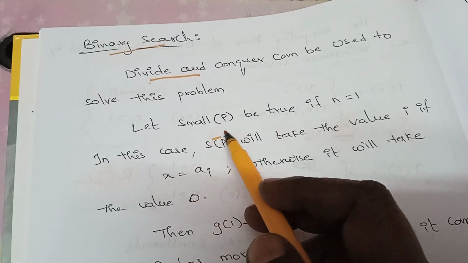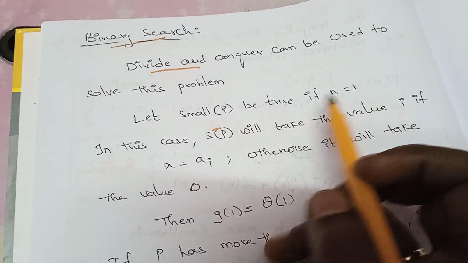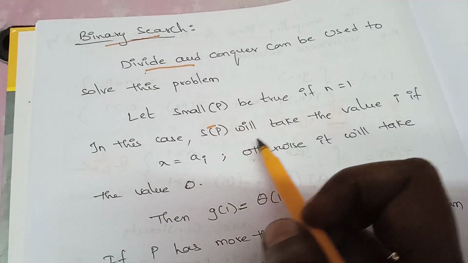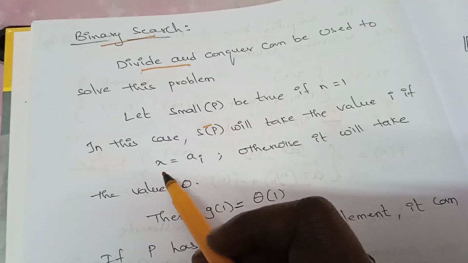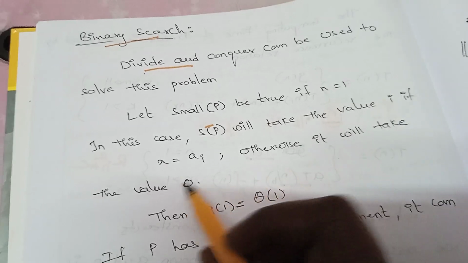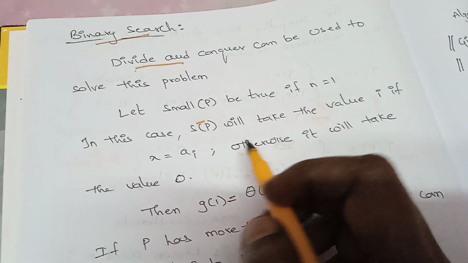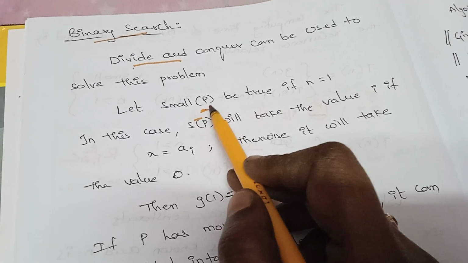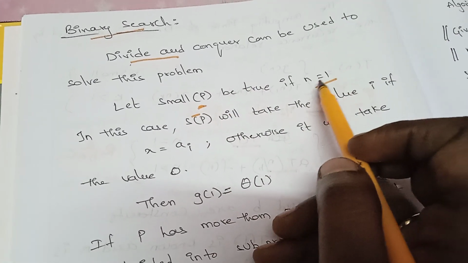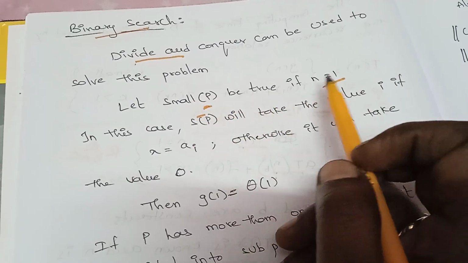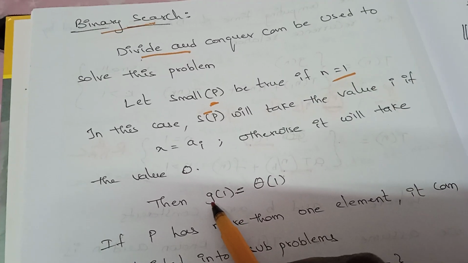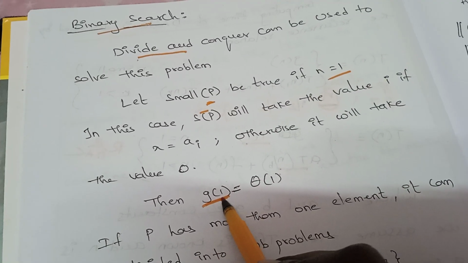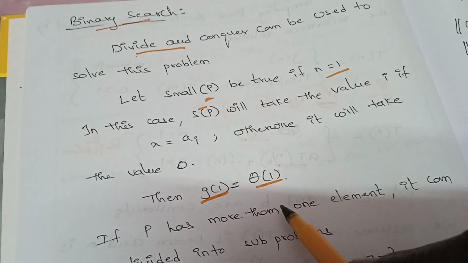Now let small(P) be true if n is equal to 1. In this case, S(P) will take the value i if x is equal to a[i]. Otherwise, it will take the value 0. Right? So the meaning of this is when the problem is very small, that means when the problem has a single element, the number of elements in the problem is 1, then the complexity is the growth rate of the function g(1) equal to theta of 1.